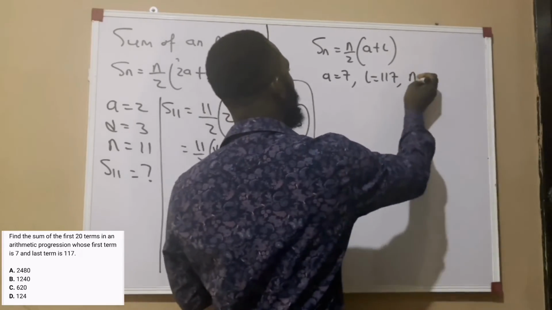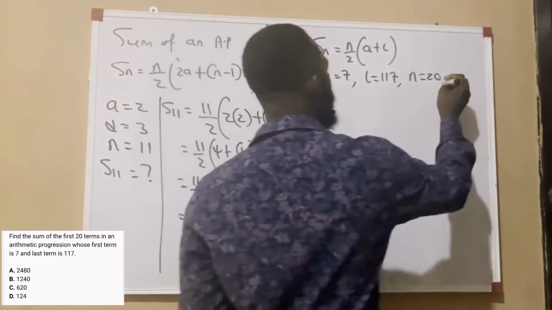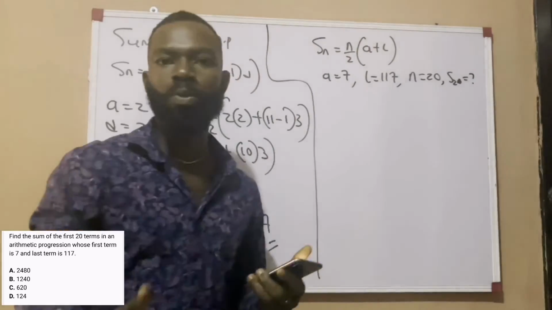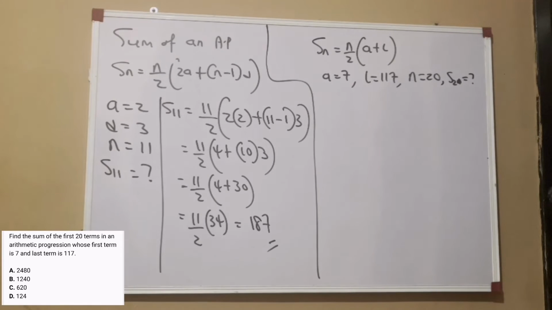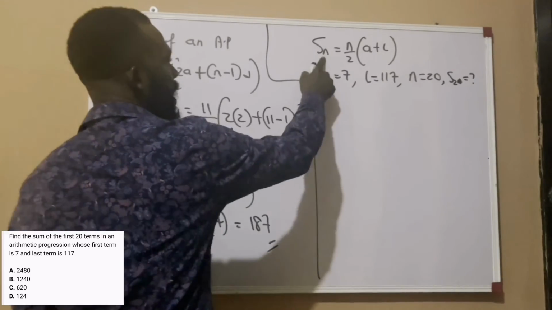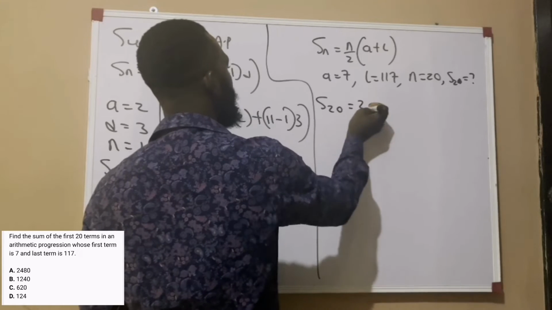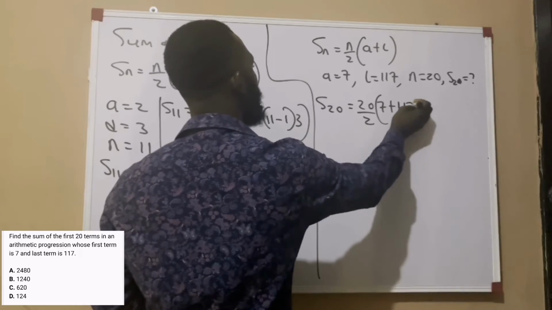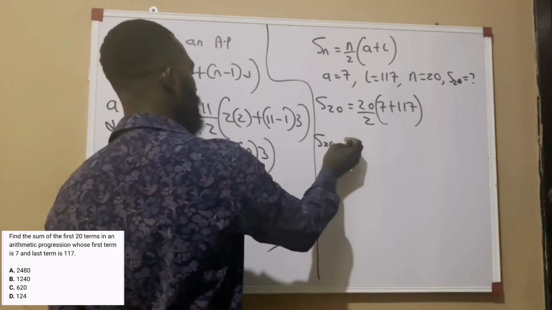Now our n is 20 because we were asked to find the sum of the first 20 terms, and our S20 is unknown because that is what they said we should look for. Now applying this, or substituting these values into the formula, we are going to get this. Now n is 20, so I have S20 is equal to 20 over 2 into the bracket of 7 plus 117. That is all.